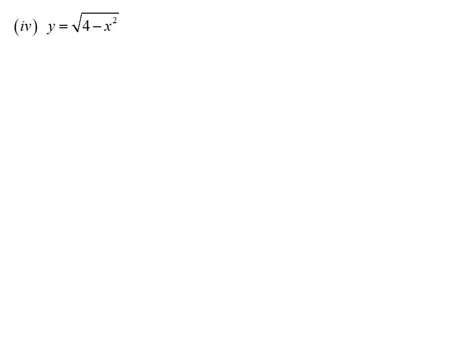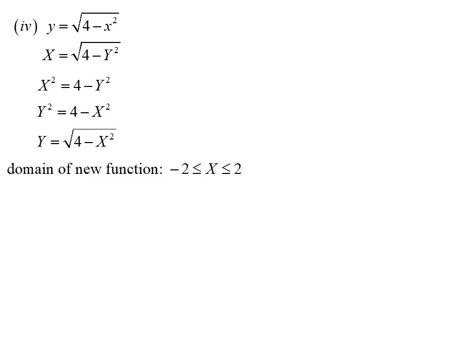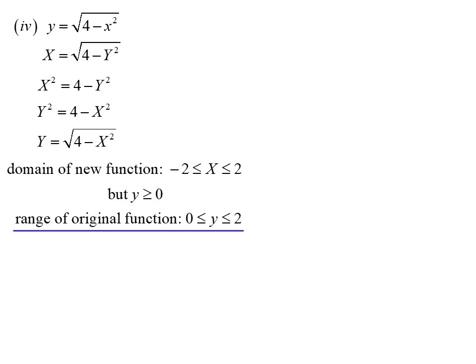But we've got to be careful. Y is the square root of 4 minus x squared. If I apply the idea to this one, okay, x would equal the square root of 4 minus y squared. If I make y the subject, I get, oh look, it's the same thing. Y equals the square root of 4 minus x squared. The domain of the new function is between negative 2 and 2. But hang on a sec, because remember we're saying this will be the range of the old function. And if I look at the old function, I know it can't be negative. So I'm not going to take that entire domain to be the range. I'm just going to take from 0 to 2.